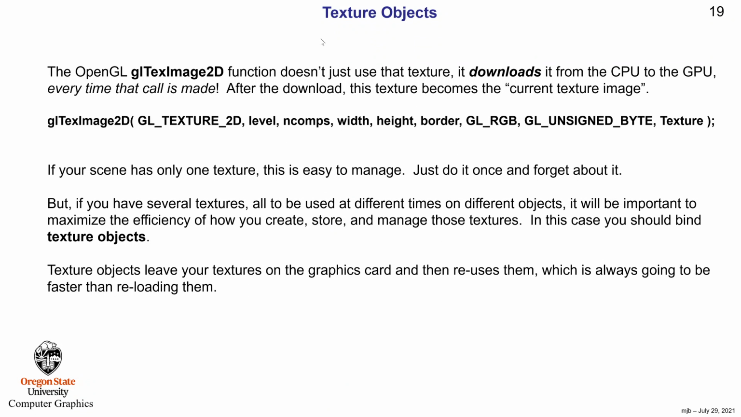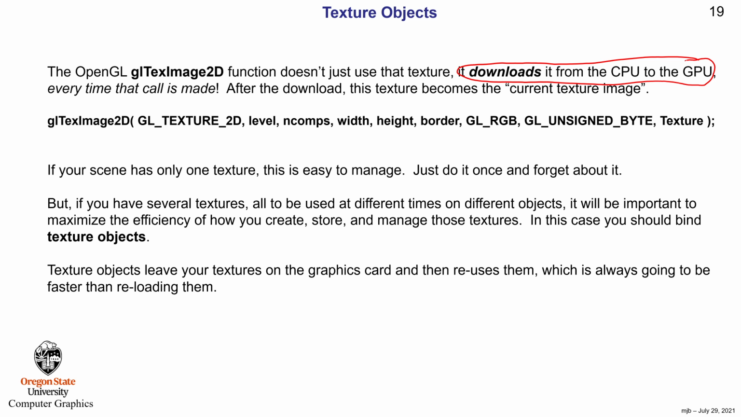Texture objects. The texture image 2D function doesn't actually use the texture. What it does is it downloads it from the CPU to the GPU, and it makes it the current texture. So sort of like GL Color 3F gives you a current color, the transformations give you a current transformation. GL Text Image 2D gives you a current texture.